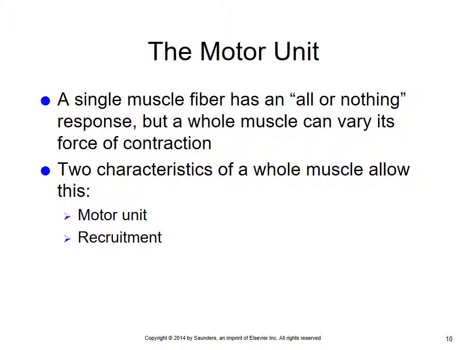When an individual muscle cell contracts, it must contract maximally, but a whole muscle can vary its strength of contraction. Motor unit and recruitment are mechanisms that allow the force of contraction in the whole muscle to vary. And we'll talk about each concept more in upcoming slides. So a single muscle fiber has an all or nothing response, but a whole muscle can vary its force of contraction. Two characteristics of a whole muscle allow this: motor unit and recruitment.